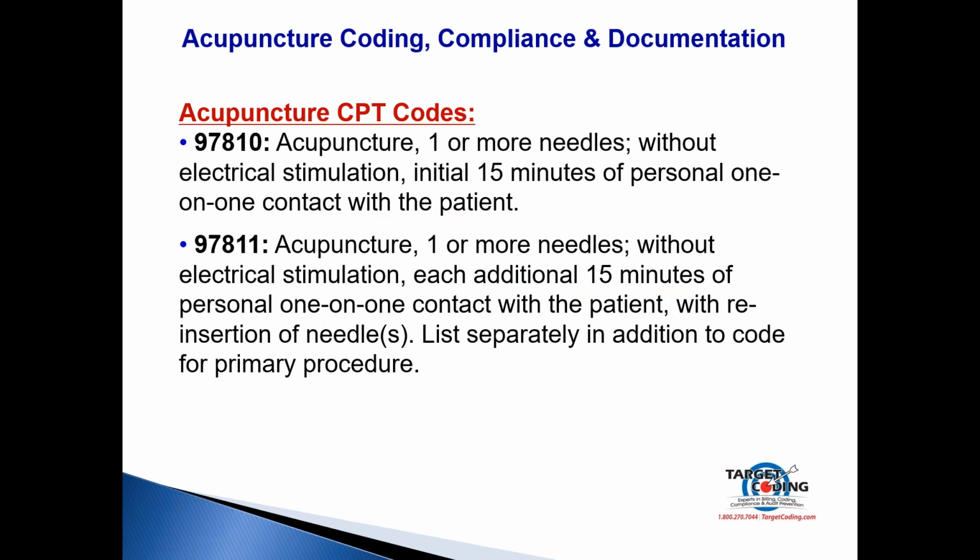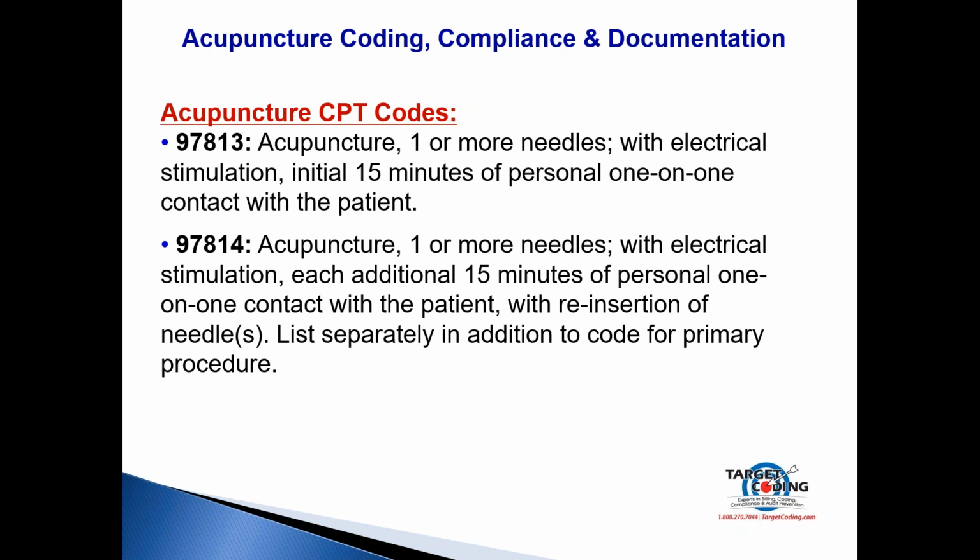Here's the first one, 97810. Acupuncture, 1 or more needles, without electrical stim, initial 15 minutes of personal one-on-one contact. 97811. Acupuncture, 1 or more needles, without electrical stim, additional 15 minutes of one-on-one contact with reinsertion of the needles. Next, 97813. Acupuncture, 1 or more needles with electrical stim, initial 15 minutes of personal one-on-one contact. 97814, with electrical stim, each additional 15 minutes with reinsertion of needles.